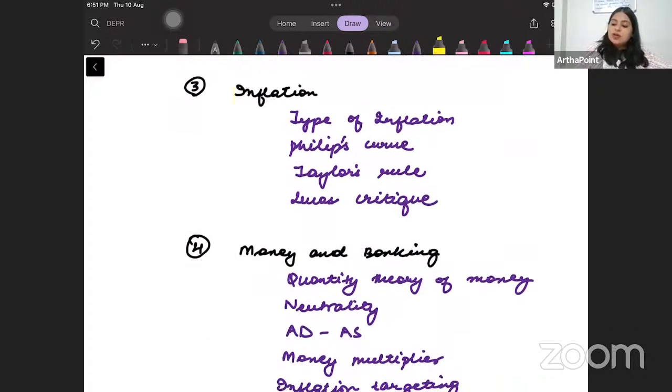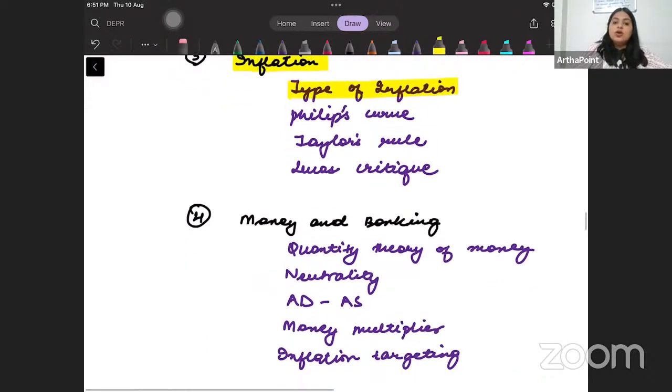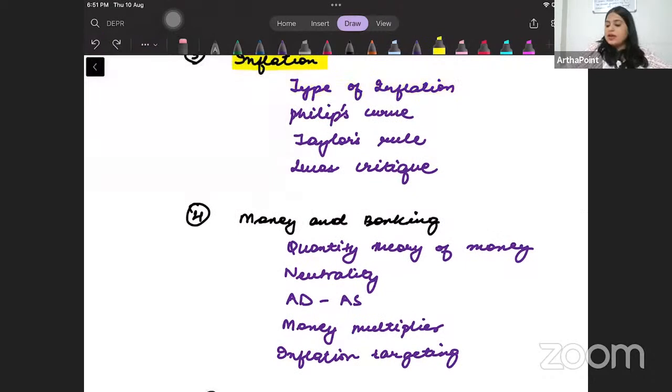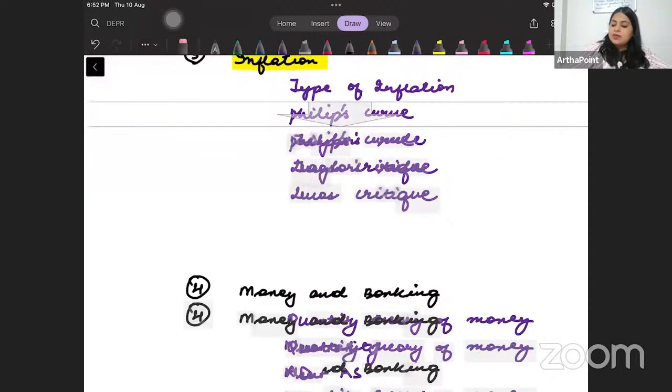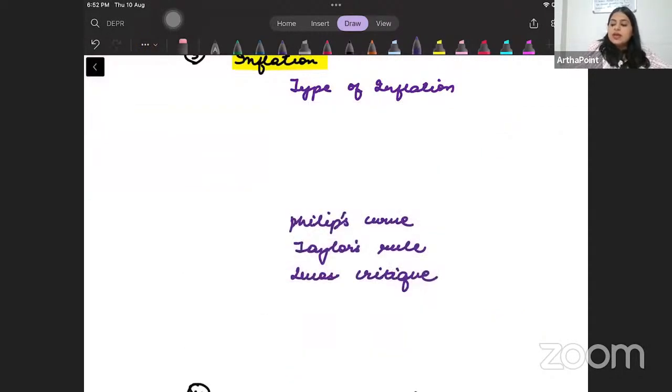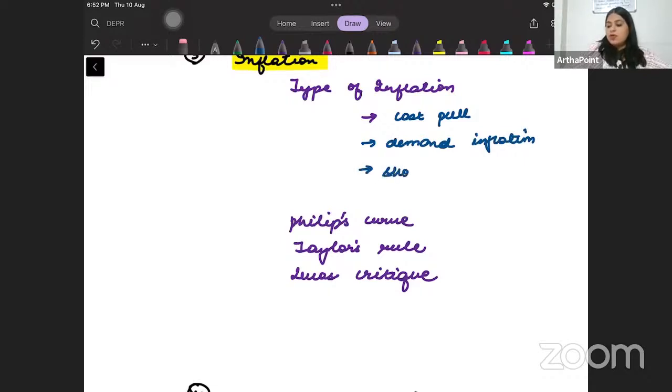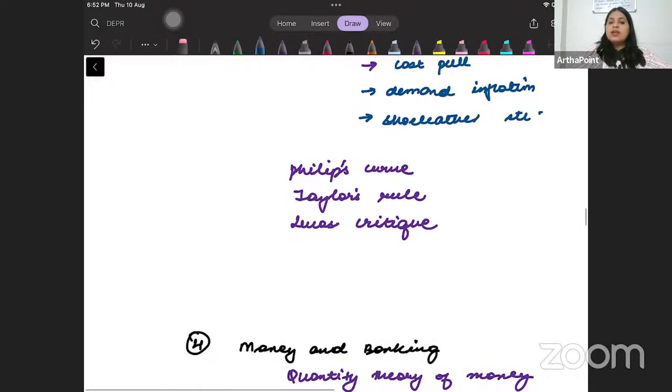Then the third is your inflation. They are asking type of inflation. So in this, for example, they can ask you what is, let's say, cost push inflation, demand pull inflation. Okay, demand inflation, cost inflation. Then they can go ahead and ask you about what are the different issues with inflation. Like, for example, what is the shoe leather problem of inflation, etc. Kuch bhi question can come in exam.